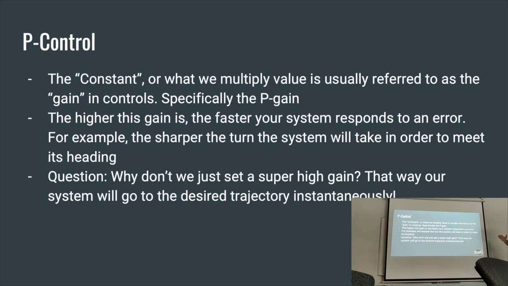So I've got a question here. Why don't we just set a super high gain? Like that way our system will basically go to our desired heading instantaneously, right? Does anyone see any potential problems with this? No? There's no rule on how large the gain should be. It could be like 5,000. It really depends on your system, right?